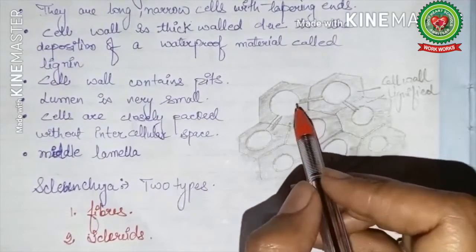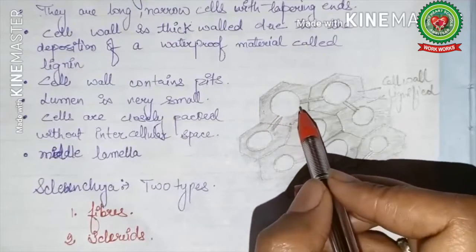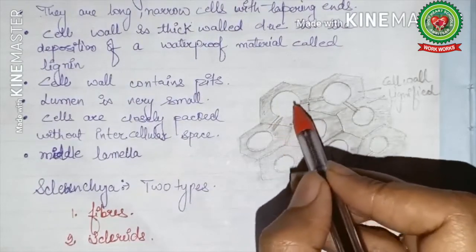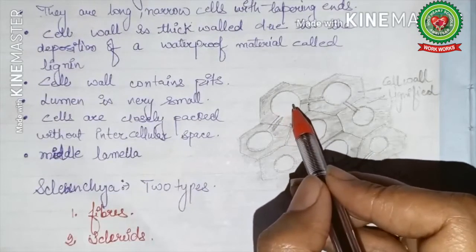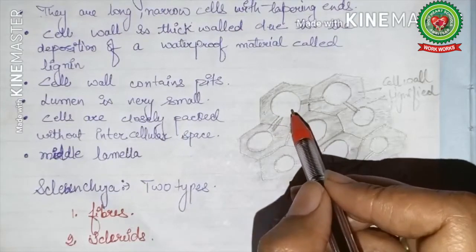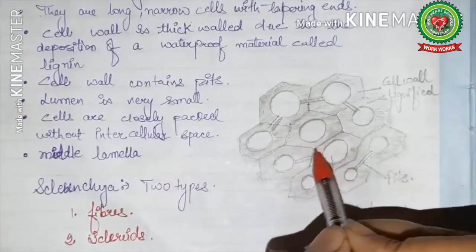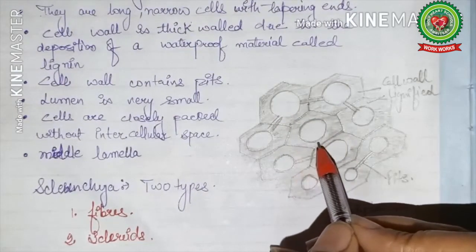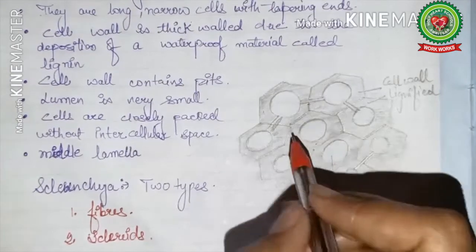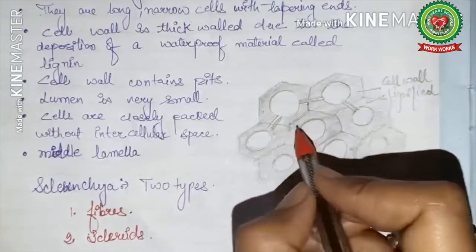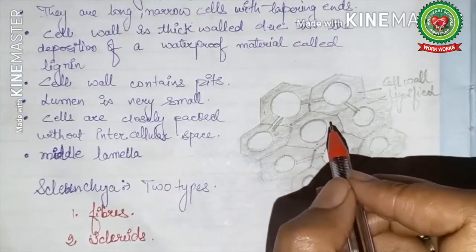This deposition on the wall is so heavy that almost it fills the entire space. So the empty space present here is called lumen. This lumen is usually small in size. You can see here cells are tightly packed. They don't have any intercellular space. Here the middle lamella is usually conspicuous. It is made up of calcium pectate.